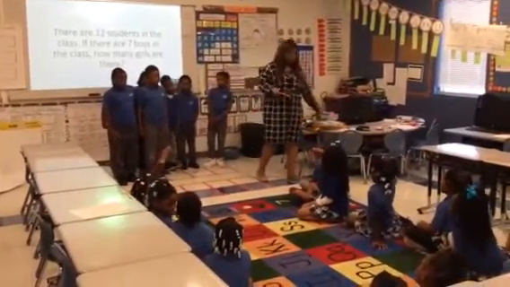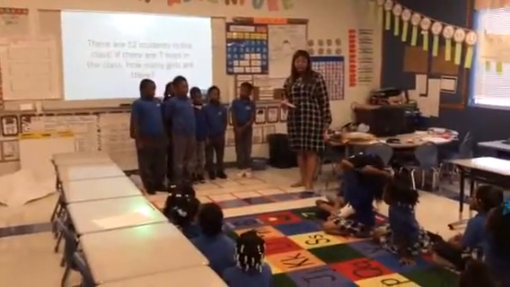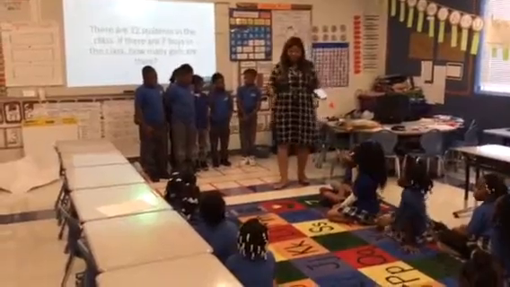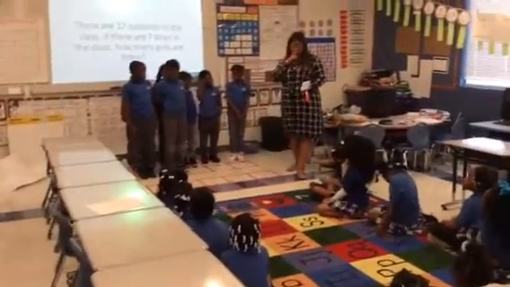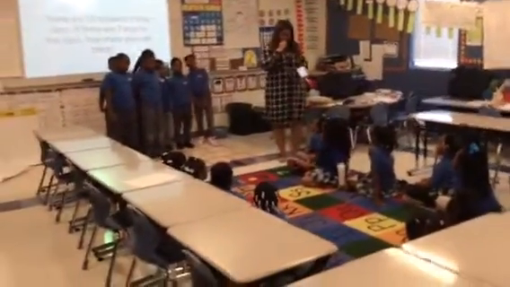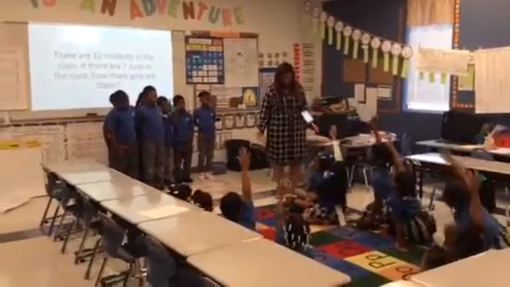7 boys, right? Now, how many are there in all? 12. So we know that there are 12 in all. So how many boys do we have now? 7. So what do we need to do? Put 4 girls up. How many girls? 4. How do you know that though?